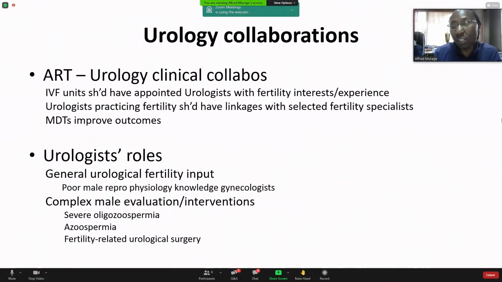Because even though some of us can do testicular sperm retrievals, most gynecologists, even ones with fertility interests, will not be able to do all that. And having a urologist you can consult in making your conclusions is very helpful.